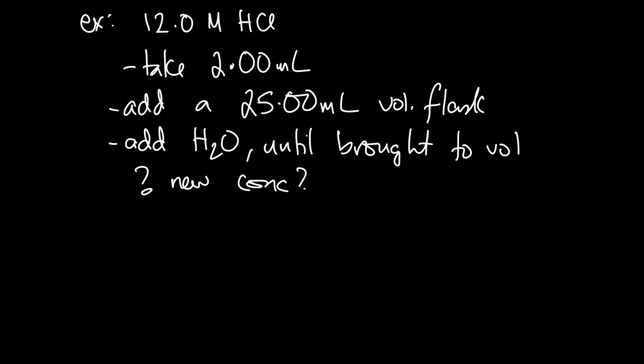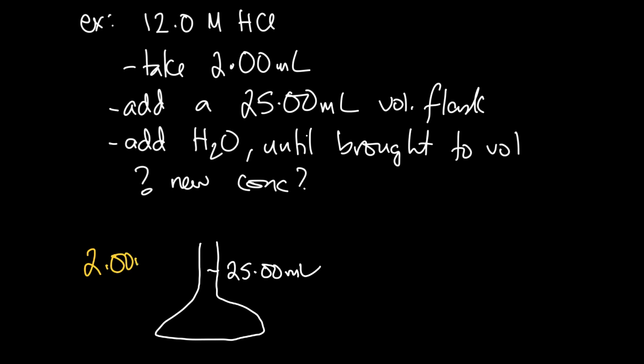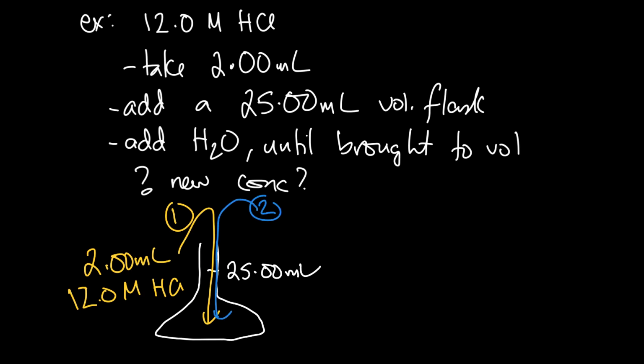So let's bring this up and have a look at what we're doing. So we are taking essentially a volumetric flask. It's going to look something like that. It's got a single mark on, that is 25 mL. Okay, and we are transferring in 2 milliliters of hydrochloric acid. So we've got 2 milliliters of 12 molar HCl, and we've poured it in here first, and then secondly we are adding water until it's at that total volume.